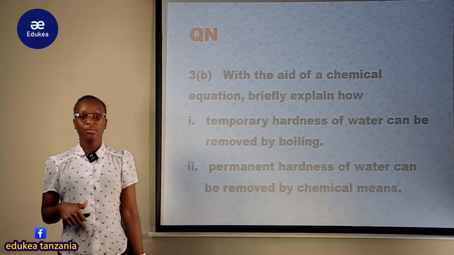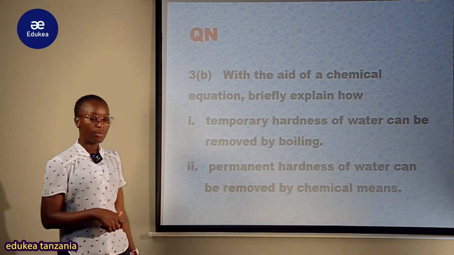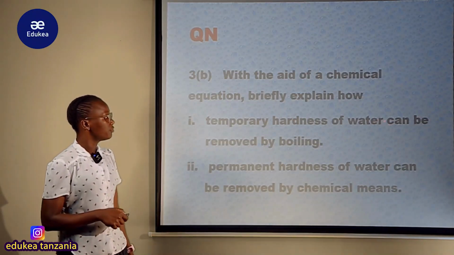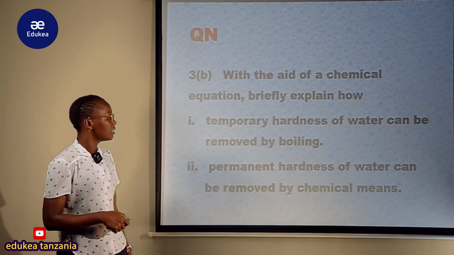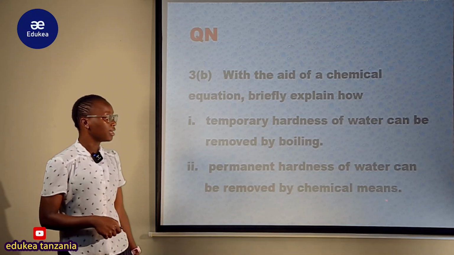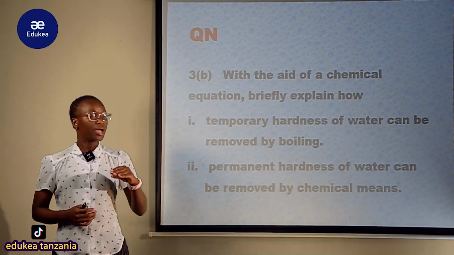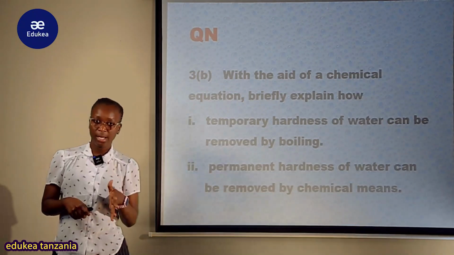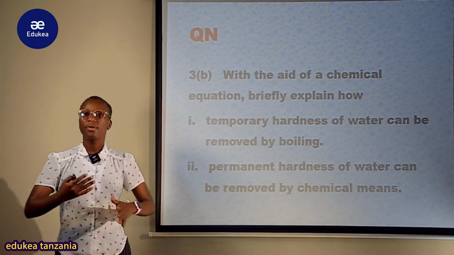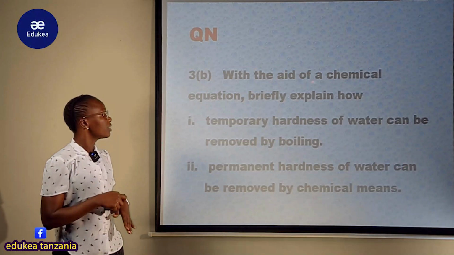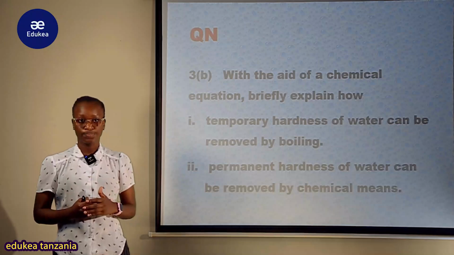But part B of the question says that with the aid of a chemical equation, briefly explain how temporary hardness of water can be removed by boiling, but also how permanent hardness of water can be removed by chemical means. Kwa hiyo swali limekutaka briefly explain. Meaning that here you will go through how you can remove hardness of water through boiling. Utaonyesha pale. After that you have to show the balanced chemical equation. Kwa sababu umeambiwa briefly explain, na utumie with the aid of chemical equation. So unaona kabisa swali limekupa ile guideline, limekupa ule mwongozo.